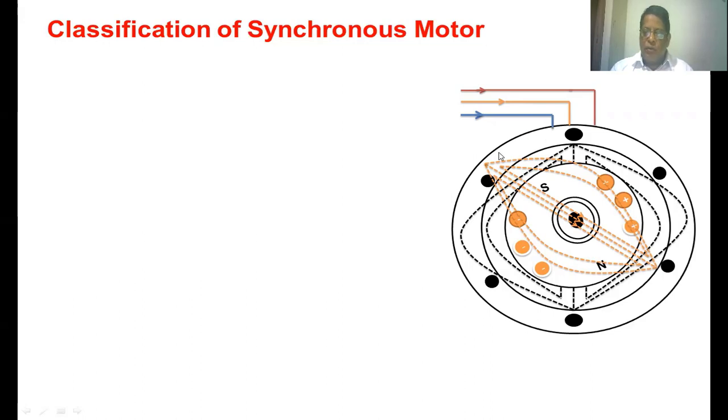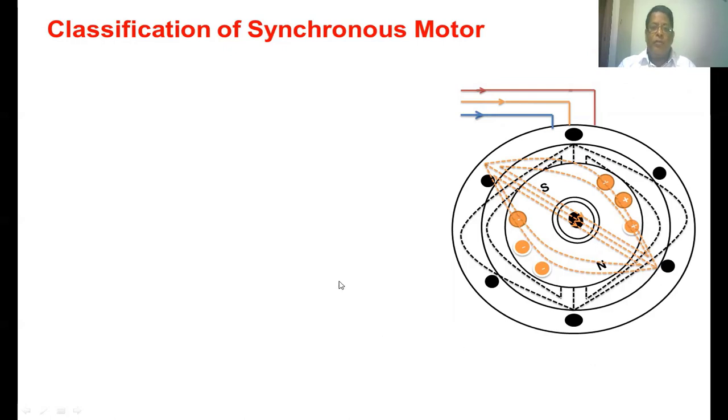It has a stator core. In the stator core, the three-phase winding is displaced 120 degrees mutually in space. For the stator winding, we give a three-phase supply. Whenever we give a three-phase supply to the stator winding, a rotating flux is created by the stator winding. Coming to the rotor, the field winding is placed on the rotor.